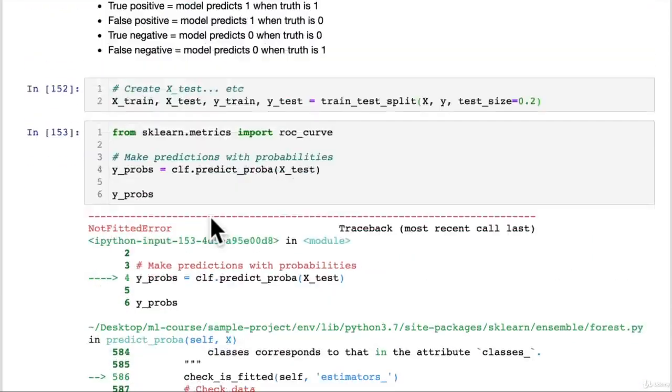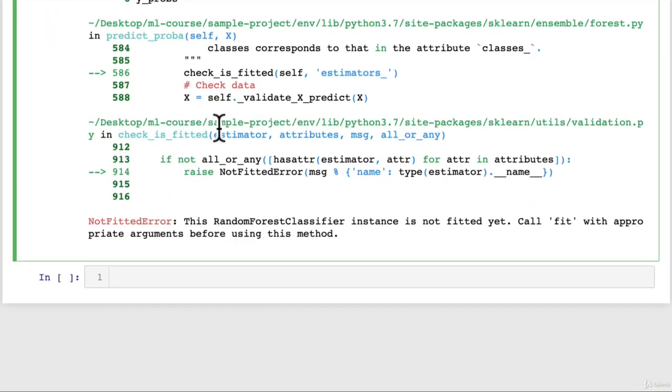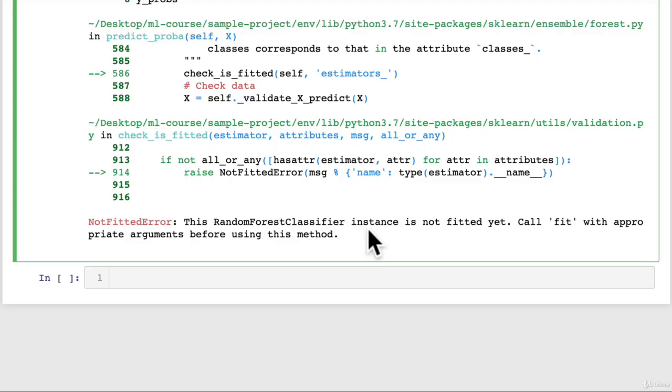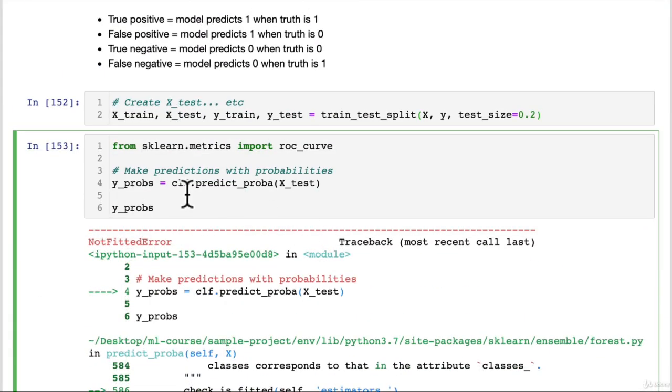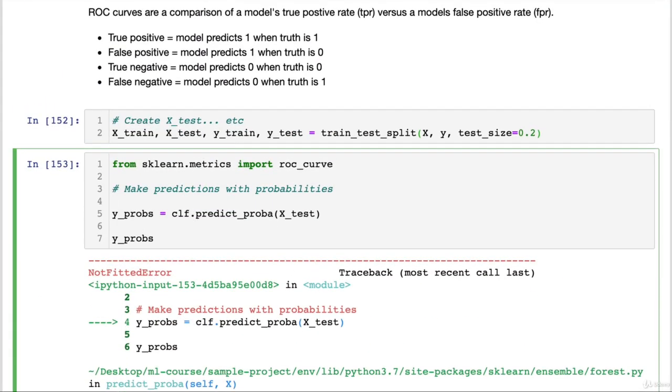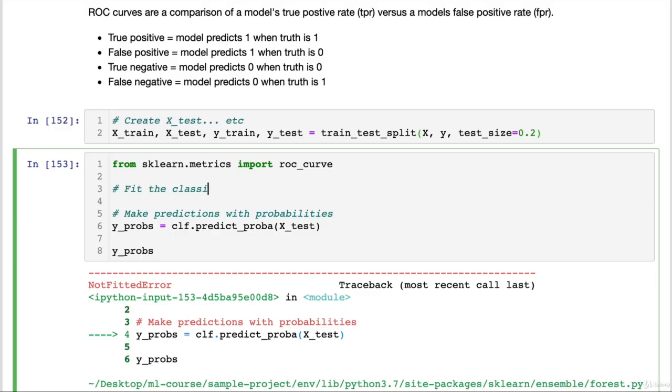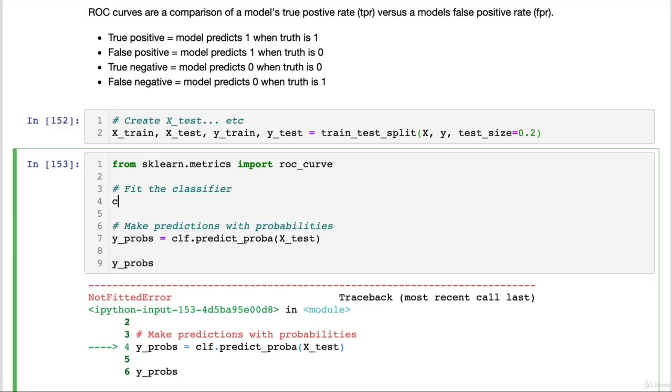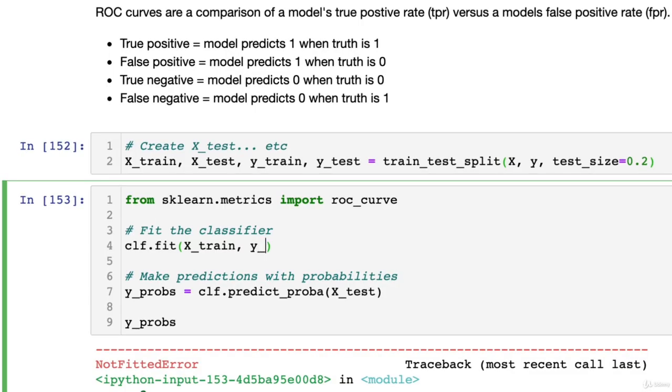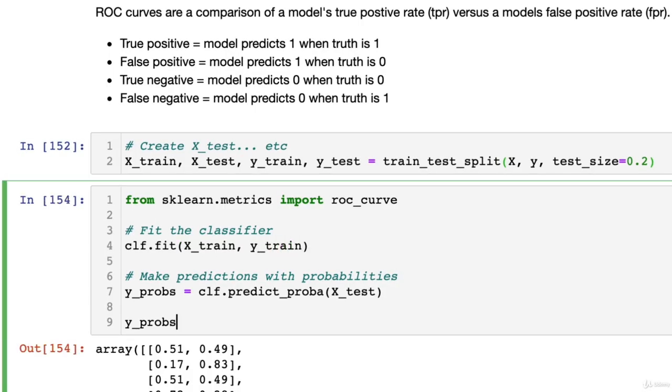Yprobs, why hasn't this worked? What do we got here? This random forest classifier is not fitted yet. Call fit. That would make sense. So we want to fit the classifier. Of course, you can't make predictions without fitting, without the model learning any patterns. So we're going to fit it here, then we'll make some predictions, and we'll have a look at this. Maybe only the first 10, so we're not taking up heaps of space.